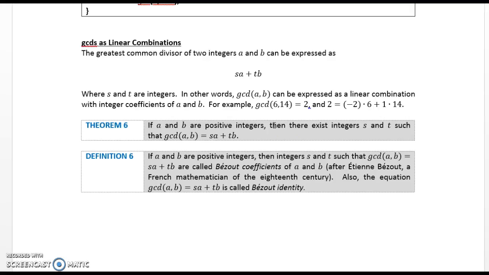Theorem 6. If a and b are positive integers, then there exist integers s and t such that the GCD of a and b is equal to sa plus tb. Definition 6. If a and b are positive integers, then integers s and t such that the GCD of a and b is equal to sa plus tb are called Bezout coefficients of a and b, after Etienne Bezout, a French mathematician of the 18th century. Also, the equation GCD of a, b equals sa plus tb is called a Bezout identity.